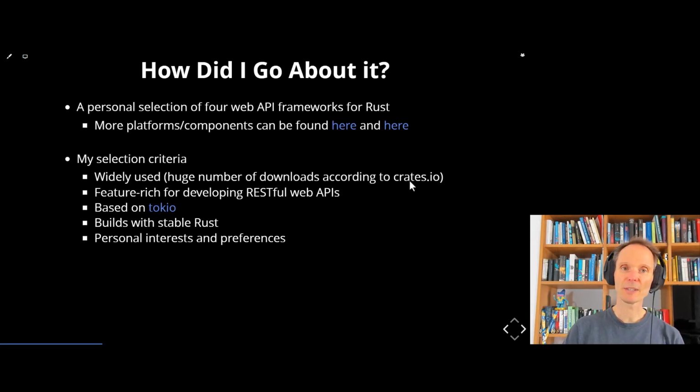Another criteria was that all frameworks should be based on Tokio. Tokio is the async runtime and the whole technology stack built around it. I really like Tokio. I think it has a great future. So I have chosen frameworks which are based on the Tokio stack, with one tiny exception, and we will talk about that at the very end. It has to build on the stable Rust, so no need for nightly Rust. And last but not least, one important selection criteria was also personal interest.